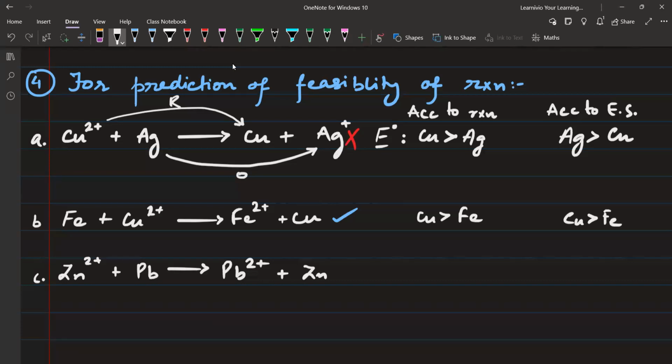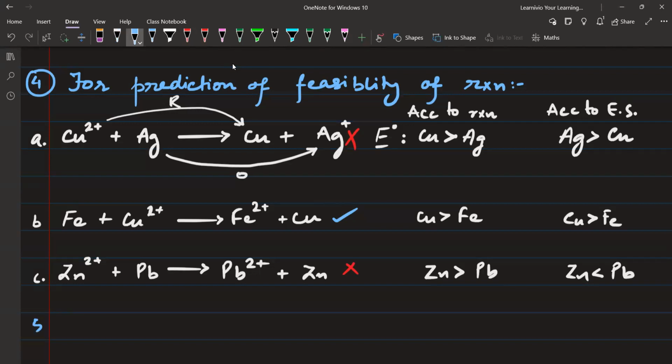Reaction will not occur, because according to the reaction what is happening, they are saying zinc is having higher reduction potential than Pb, but in reality zinc comes before lead. Zinc comes in the beginning and lead comes just before hydrogen. It is having very small negative SRP. Zinc is going to have higher negative SRP. So in reality, zinc is having less SRP than Pb. That is why this reaction will not occur.